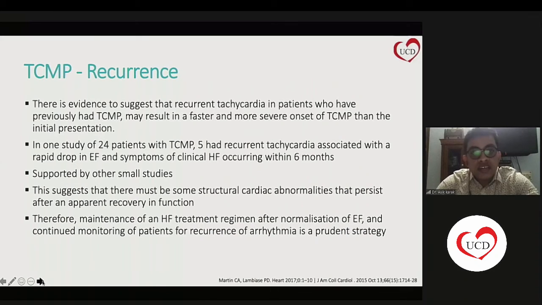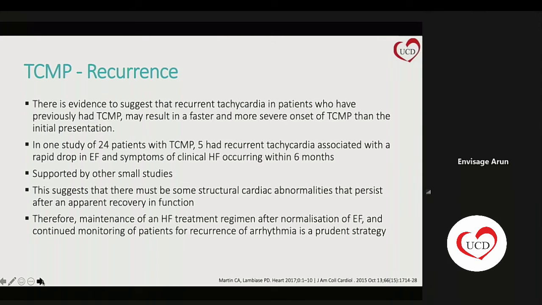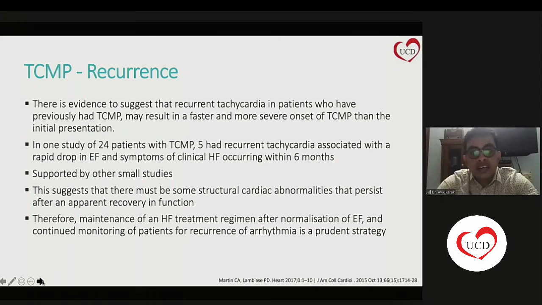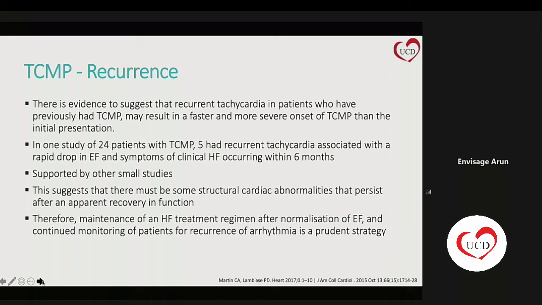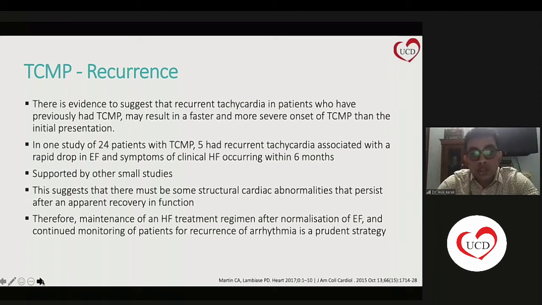Regarding recurrence, there is evidence to suggest that recurrent tachycardia in patients with previously diagnosed tachycardiomyopathy may result in faster and more severe onset of tachycardiomyopathy than the initial presentation. In one study of 24 patients, 5 had recurrent tachycardia with rapid drop in ejection fraction and symptoms of heart failure occurring within 6 months. And it has been supported by other small studies as well.